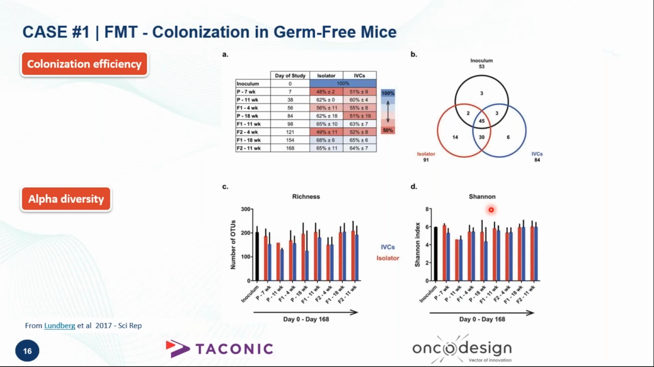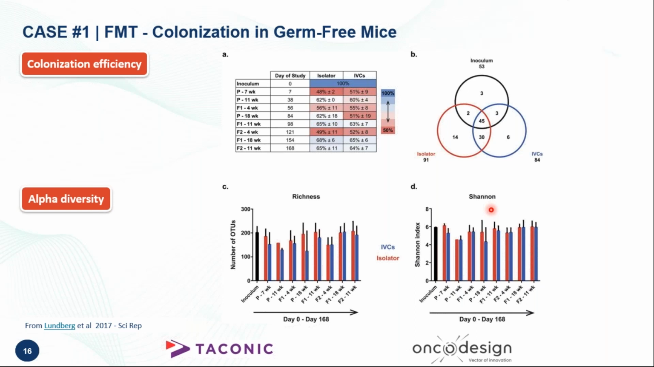But overall, either from a forward-looking perspective or reverse-looking perspective, there were no statistically significant differences using either the richness index or the Shannon index in the alpha diversity metrics between the two different housing systems at any age, at any time point.